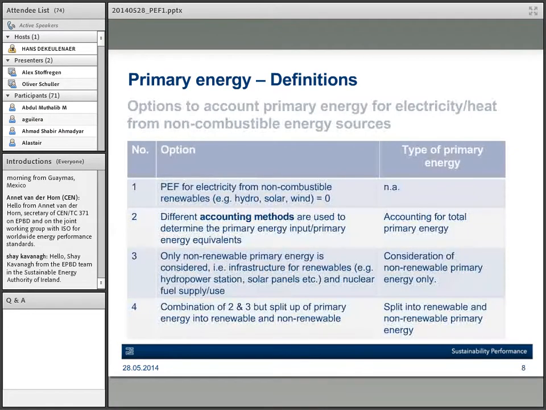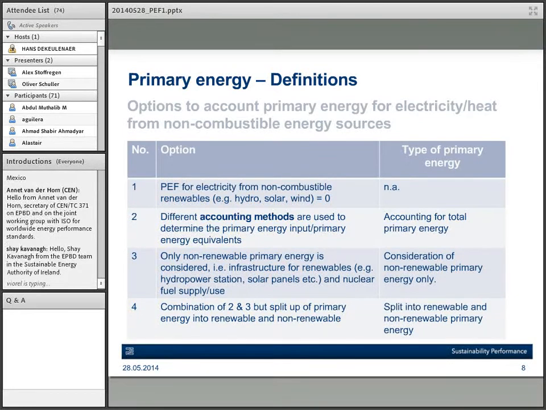So let us go to several options we have. So first of all, one option is to not account primary energy if we have renewable energy sources like hydro, solar, wind, or biomass. So we could say, per definition, my primary energy factor is always 0. So I don't need any primary energy to produce electricity or heat.